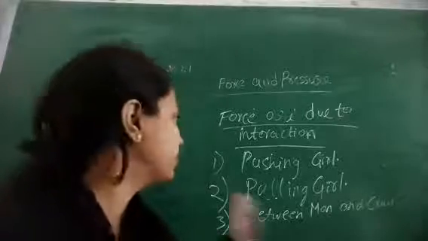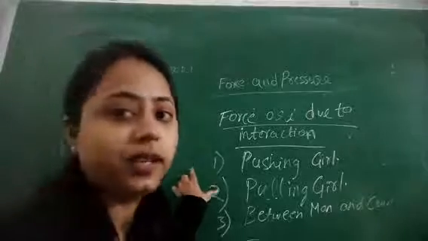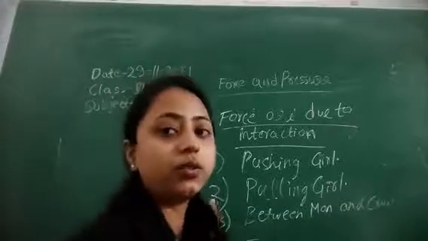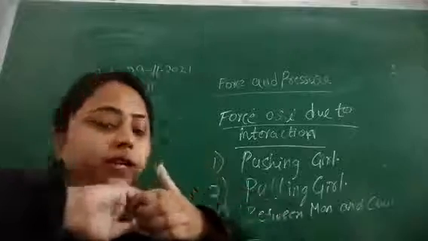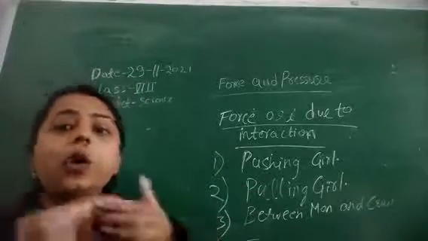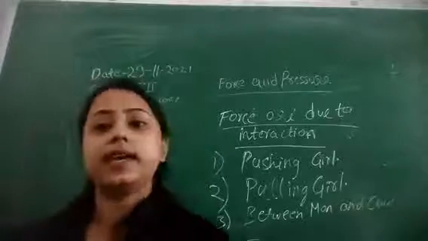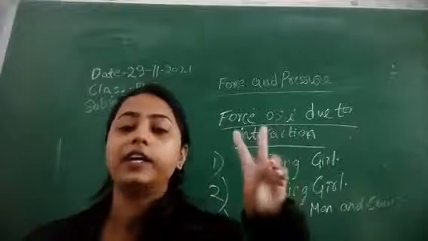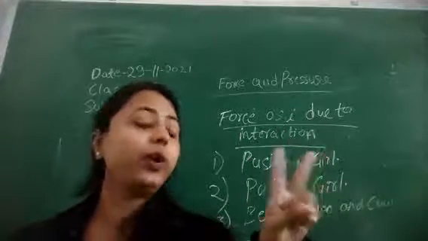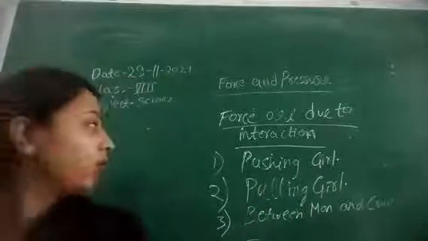So in the first situation, the girls are pushing each other. In the second situation, the two girls are pulling each other. And in the third situation, between a man and a cow, they are also pulling each other. So, by this, we can say that we need at least two objects to interact for a force to come into play. Okay?